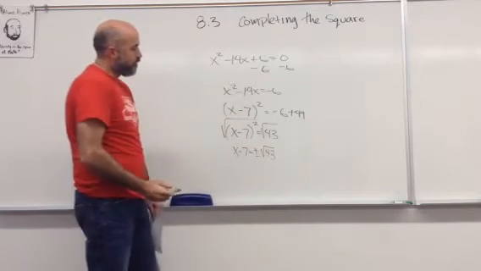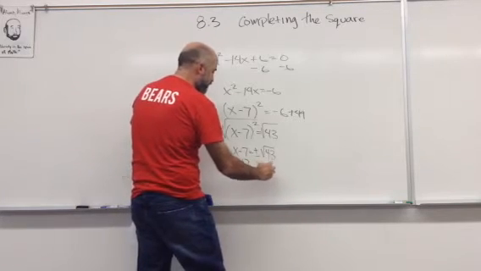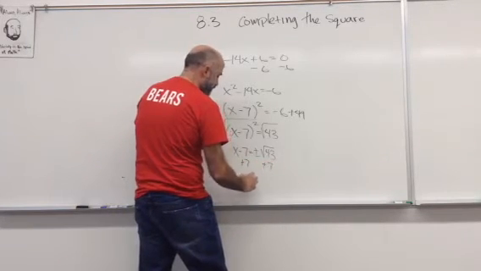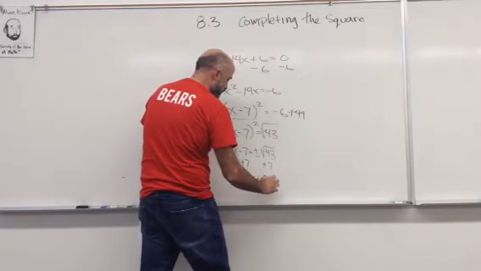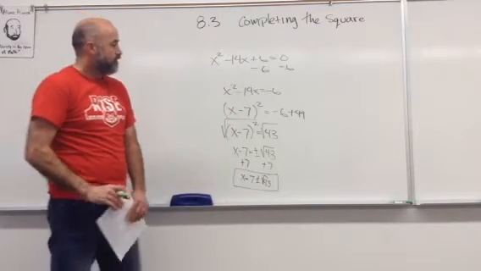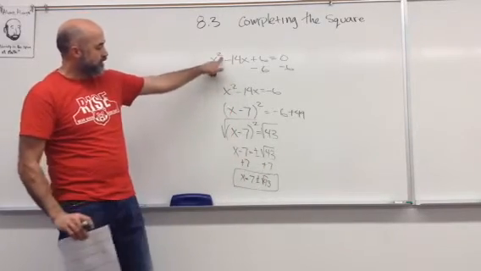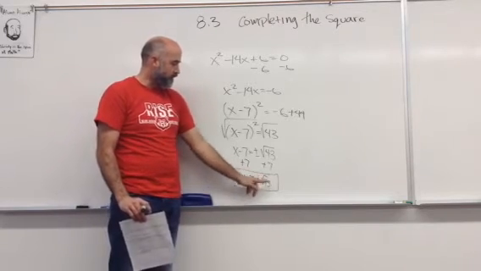And 43, I think, is prime. Add 7 to both sides. x equals 7 plus or minus the square root of 43. Those are the two answers. Again, fundamental theorem of algebra, it's quadratic, so I will have two answers: 7 plus root 43 and 7 minus root 43.